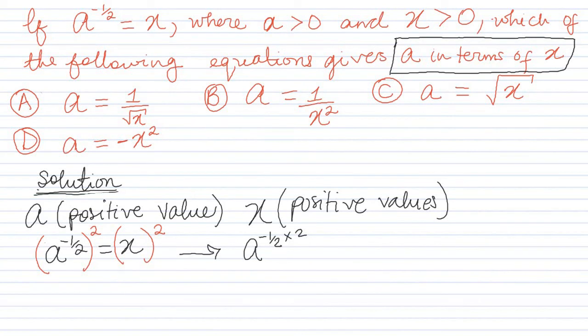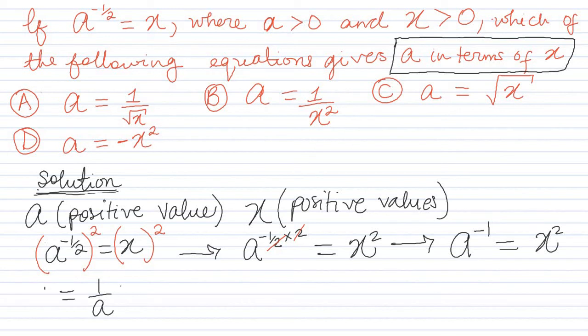So you have a raised to the power of -1/2 multiplied by 2, that is equal to x squared. So what you end up with is a raised to the power of -1/2 times 2. You can cancel out the 2 and the 2, so what you end up with is a raised to the power of -1 equals x squared. So a raised to the power of -1 is the same thing as 1 over a.